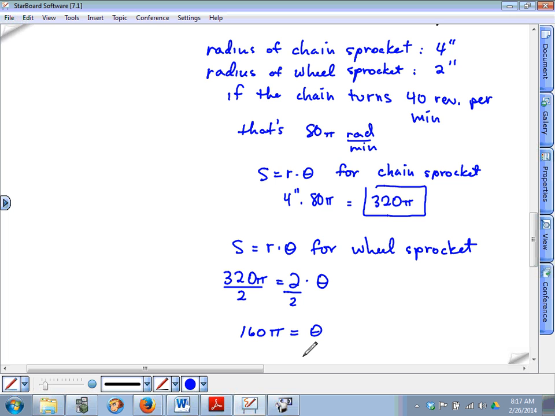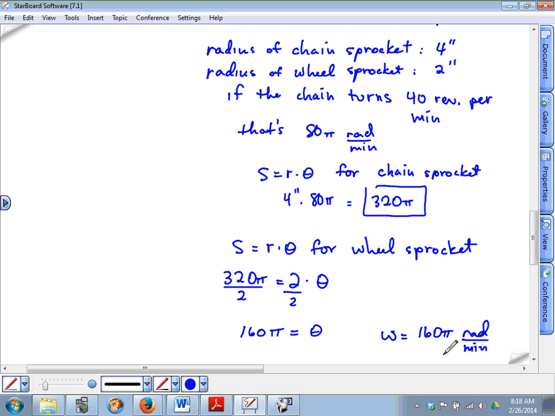That's the angle, but this is 160 pi in 1 minute, right? So we can call that omega now. This is 160 pi radians that it turns in a minute. So omega is 160 pi radians per minute.